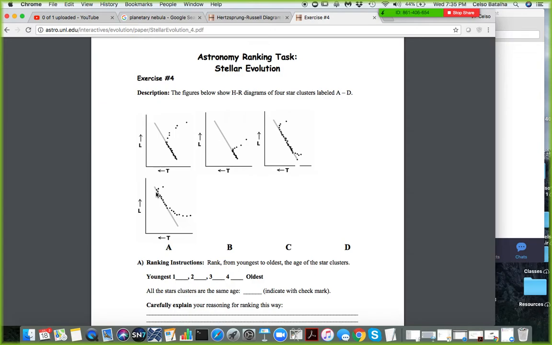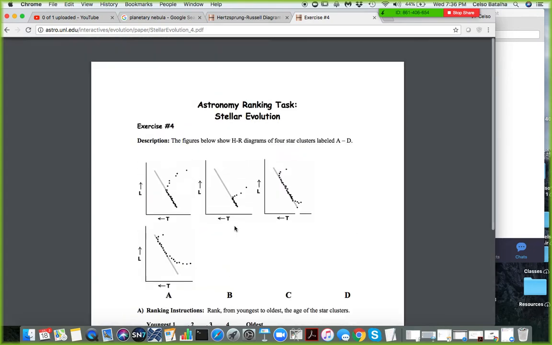So when the stars reach the turn-off point, they are about to die, and the most massive stars reach the turn-off point much faster than the low mass stars. So this cluster would be the youngest, next to the youngest, and then this one, and then this one. I don't know which one is A. So let's say if this is A, this is the youngest, next to the youngest, and then this one, and then this one. Okay.